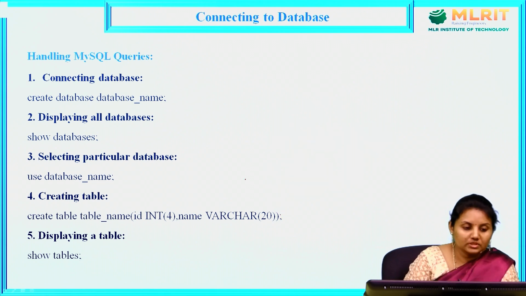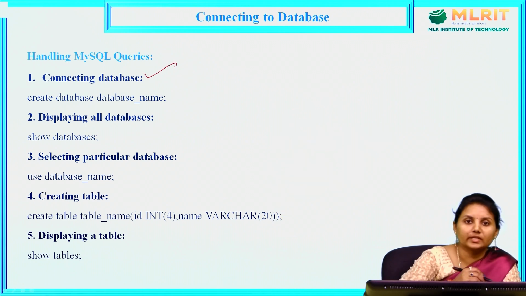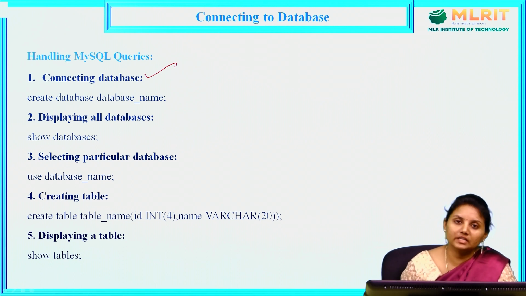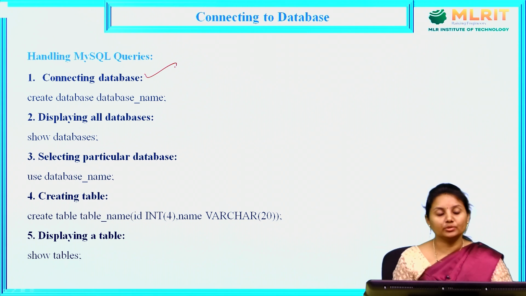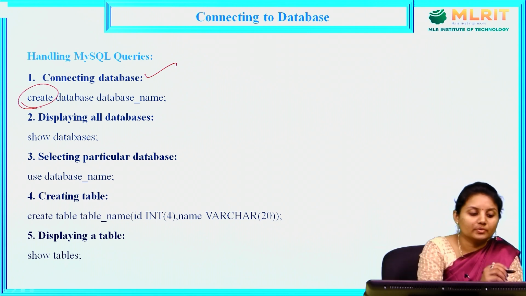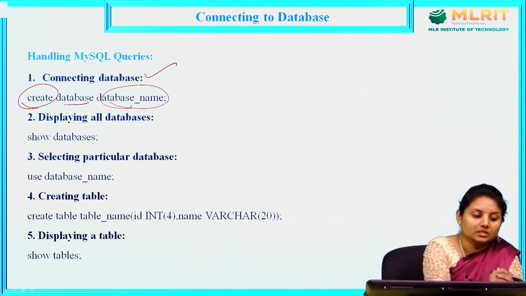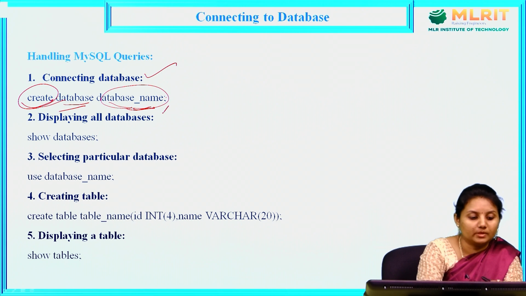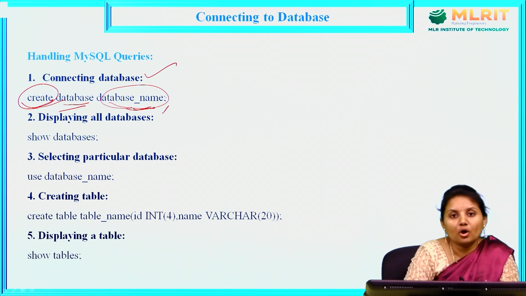When you are using these things, you first have to connect to the database. For connectivity, you need some code to be written. So what is the command that you have to give for connecting to the database? In PHP, we first use create database. What is the database name that you are giving here? These two are predefined. Create database, then the name of the database that you have to pass, then a semicolon. How to display all the databases?